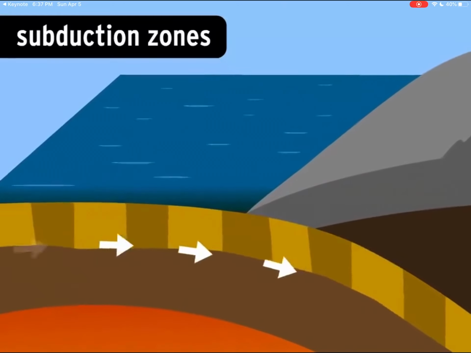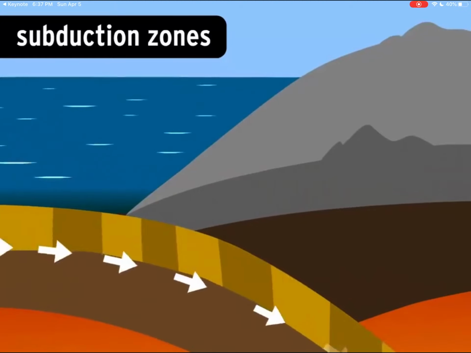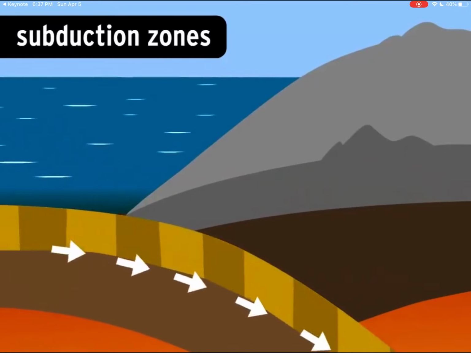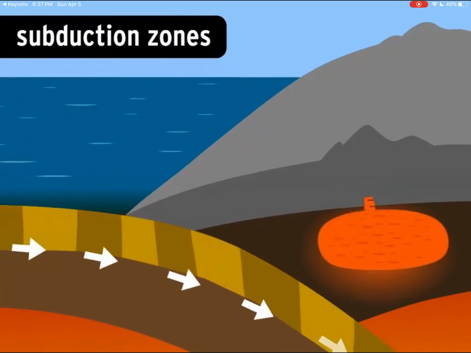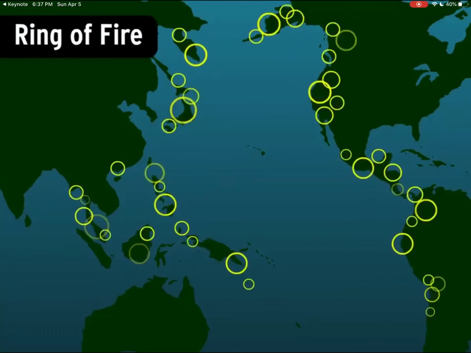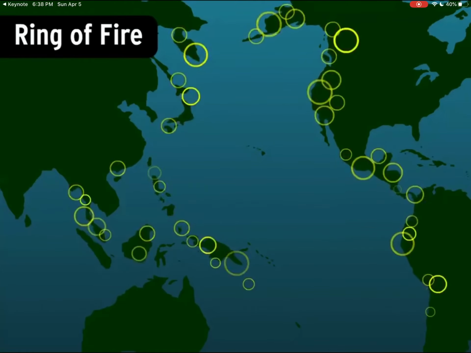Volcanoes are also common at boundaries called subduction zones. That's when a dense ocean plate converges with a lighter continental plate. The heavier plate gets pushed below, down into the mantle. Some of it melts, and the magma erupts farther inland. The ring of fire is a massive chain of these volcanoes.